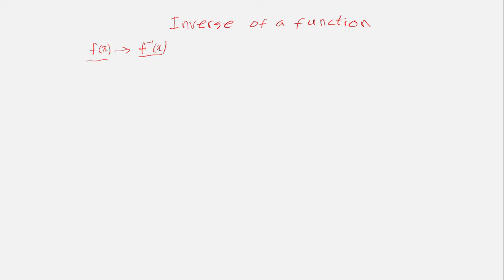Now, what does it really mean to find an inverse? Well, we obtain inverses by making x and y values of the function, this one right here, change places. So what's x becomes y, what's y becomes x.